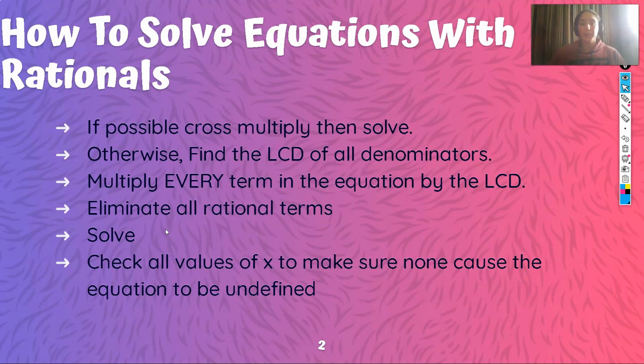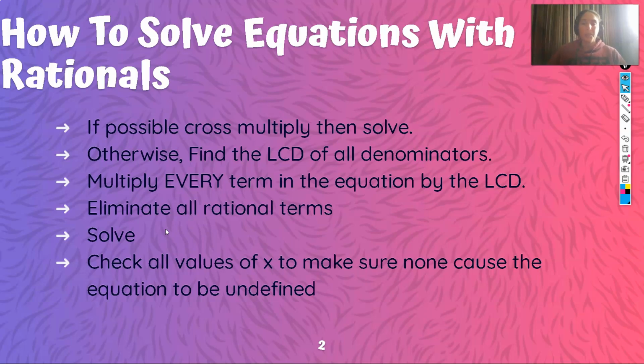So how do we solve equations with rationals? First thing you want to check for, because it's going to make your life really easy if it's available to you, is cross multiply. When you have one rational equal to one rational, you can cross multiply it. Now if you have more than one term on the left or more than one term on the right, this is not available to you. One term on the left, one term on the right. That's it. Then you can cross multiply and solve. We'll see some examples of that.